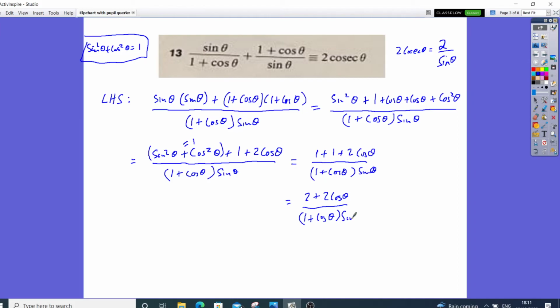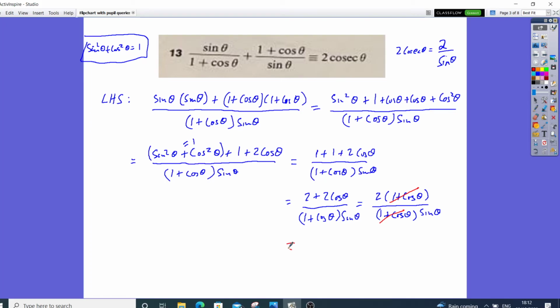times sine theta. And there's my common factor which I thought would come, so take that 2 out. In the bracket you got 1 plus cos theta, multiplied by sine theta. Now there it is. I'm just going to highlight that in red. So that's a common factor. Because it's a multiple, we can now cancel those out.